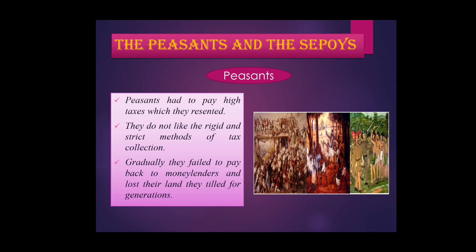We know there were three methods of tax collection. We learned about it in the third chapter: permanent settlement, then the Mahalwari system, and the Ryotwari system. So they were not going well with the peasants, and they started opposing it, saying we will not pay the taxes. Gradually they failed to pay back the moneylenders and lost the land they had tilled for generations.